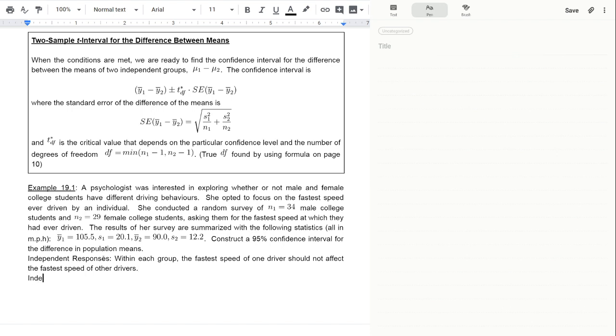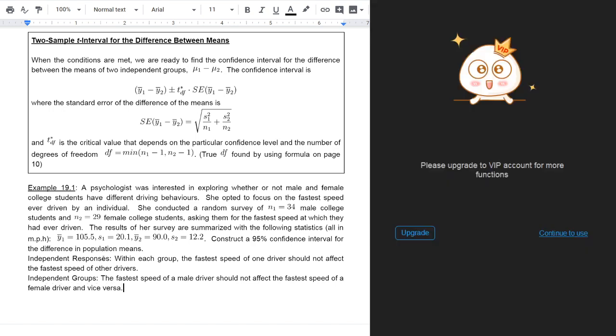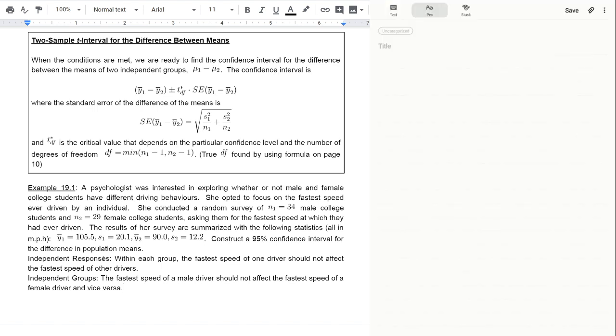Okay, and now because we are dealing with two different populations, we have the additional independent groups assumption. Okay, so the groups must be independent of each other. And so what this means is that the fastest speed of a male driver should not affect the fastest speed of a female driver and vice versa. And so the fastest speed of a female driver should not affect the fastest speed of male drivers.